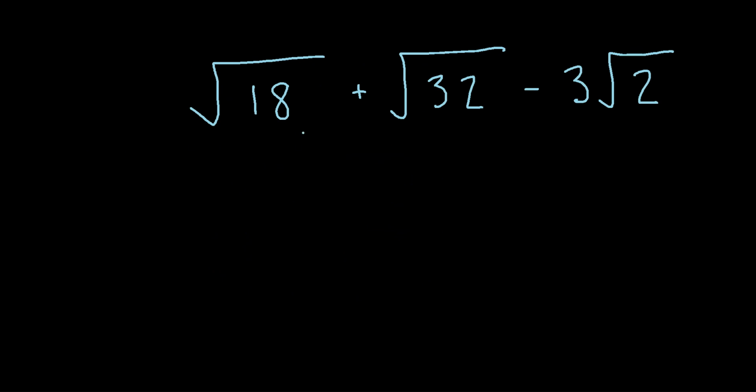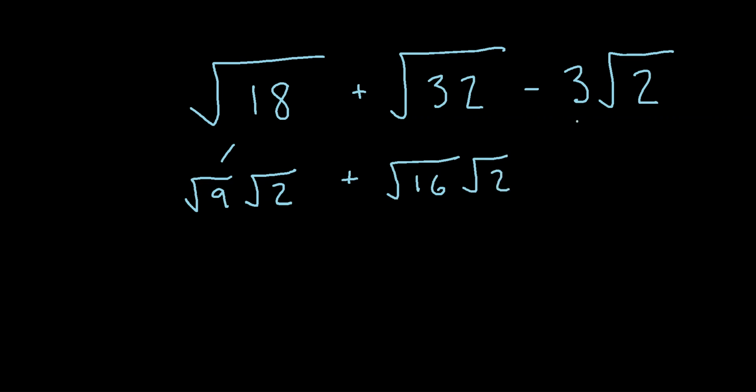All right, let's try one more example. Let's say we have the square root of 18 plus the square root of 32 minus 3 times the square root of 2. So notice right now, none of the values under the square roots are the same. So let's see if we can start by simplifying some of these square roots. So the square root of 18 we could write as the square root of 9 times the square root of 2, plus the square root of 32 we could write as the square root of 16 times the square root of 2, and then we'll just leave this one as minus 3 root 2.